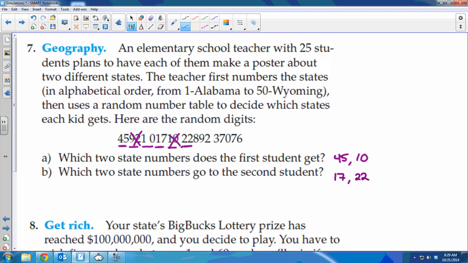Questions about using those random digits? Okay.